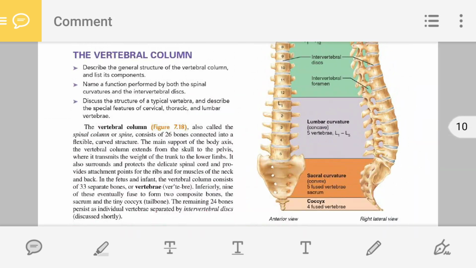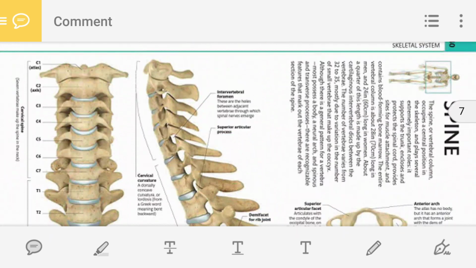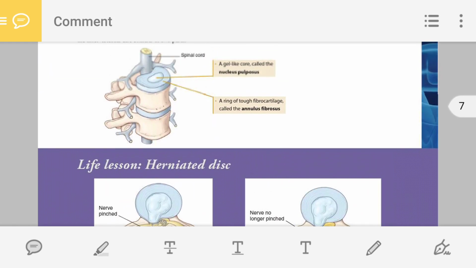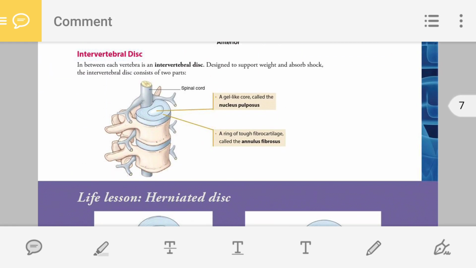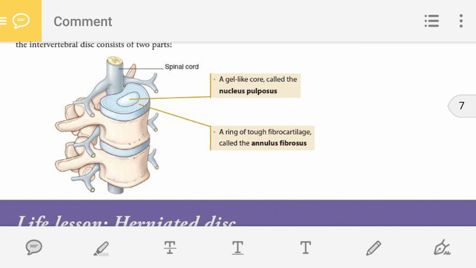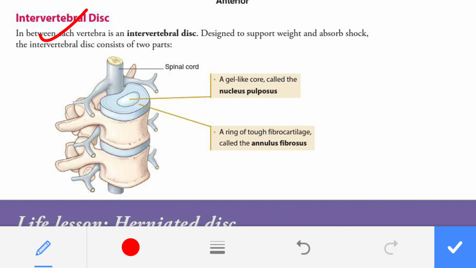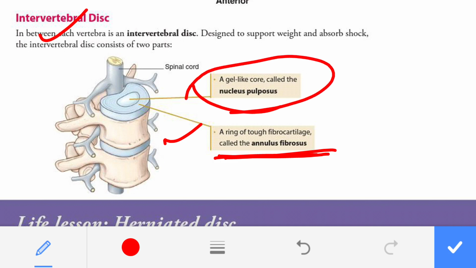Now in the figure I will show you this thing. As you can see, the intervertebral disc is shown over here, and on the outside, annulus fibrosus is present. It is a ring of tough fibrocartilage, and it is known as annulus fibrosus, and inside, the gel-like core is present. It is known as the nucleus pulposus.